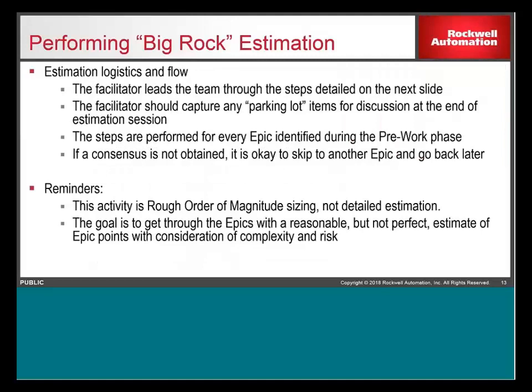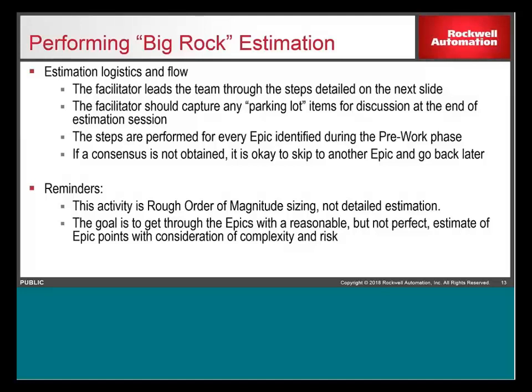All right, so from a flow standpoint, the facilitator is responsible for leading the team through all the steps of doing the estimation. You should capture any parking lot items. There might be some rat holes that need to be explored, but they could get in the way of getting through the estimation. You can save them as parking lots that you can cover during a planned break, during lunch, or at the end of a day session. And then these steps are performed for every epic that was identified during the pre-work phase.